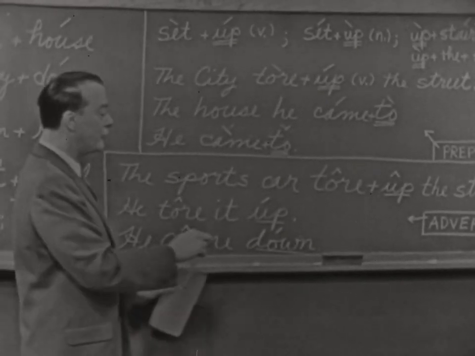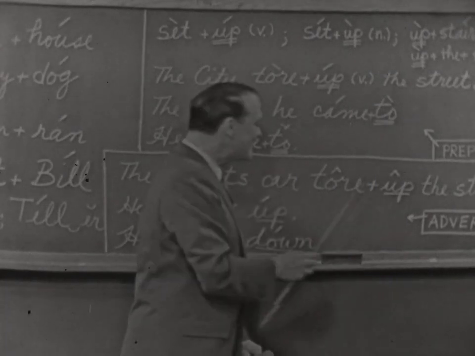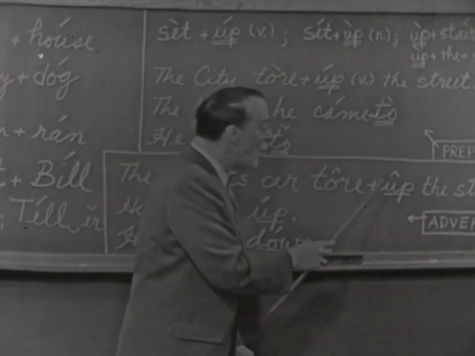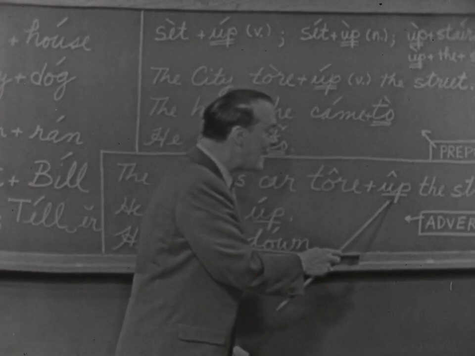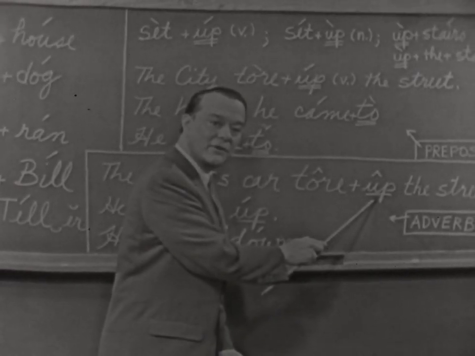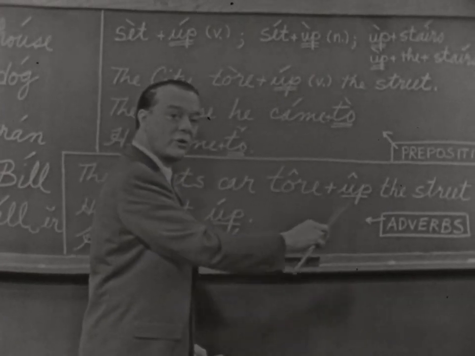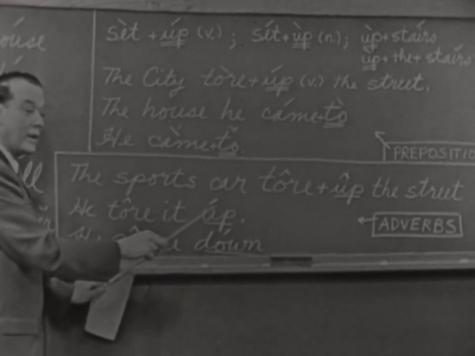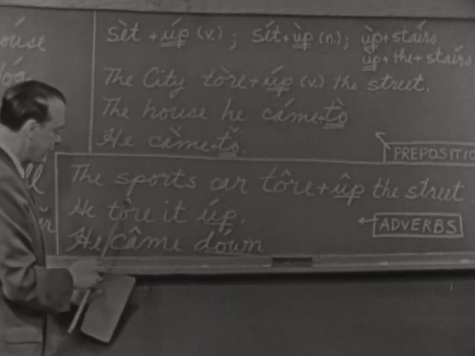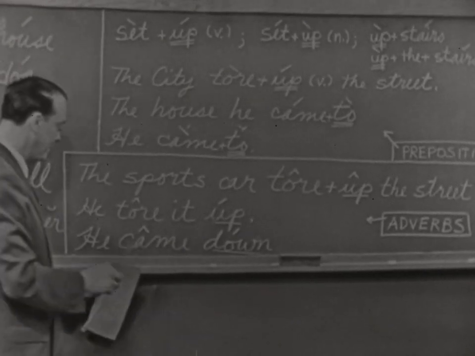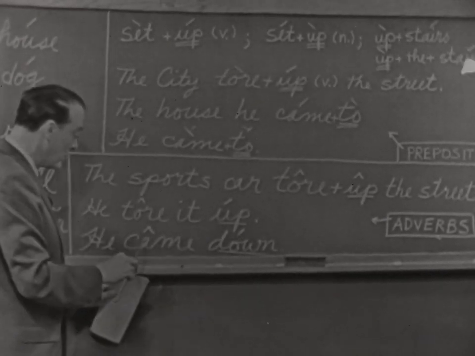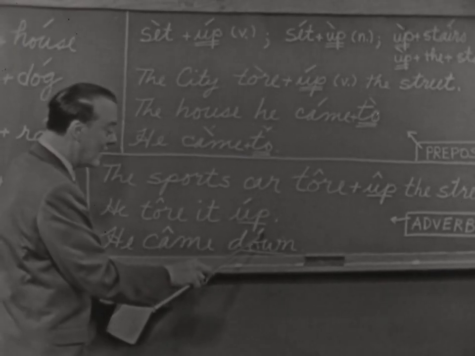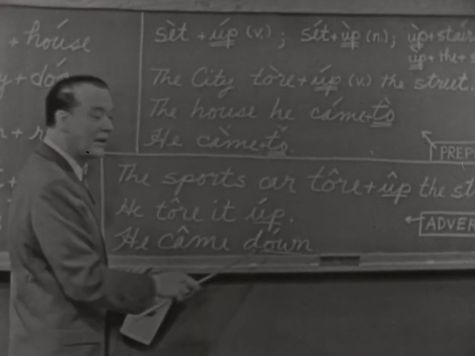Now notice, the sports car tore up the street. Secondary stress now on tore. When there's secondary stress, any item that follows is by definition an adverb. Hear it again. The sports car tore up the street. Quite different from the city tore up the street. He tore it up. Primary stress out here, secondary on that verb, that's an adverb. He came down. Secondary stress here, which again tells me that this particular item is an adverb.